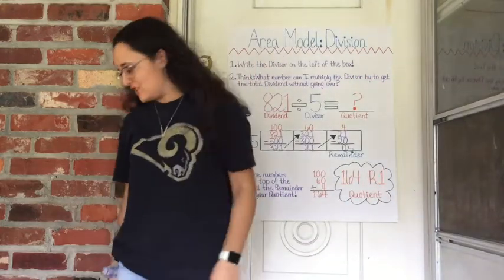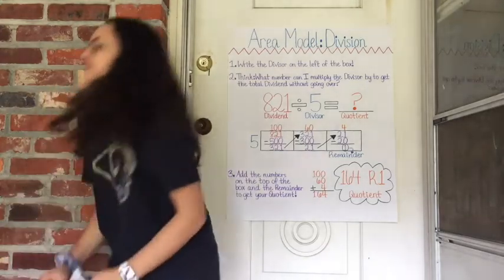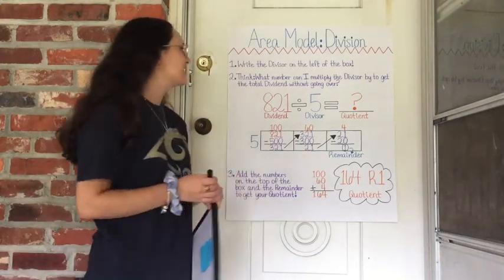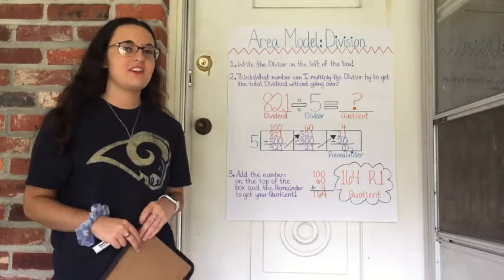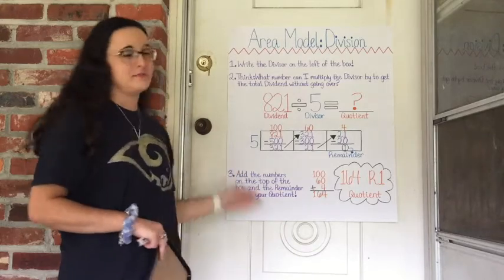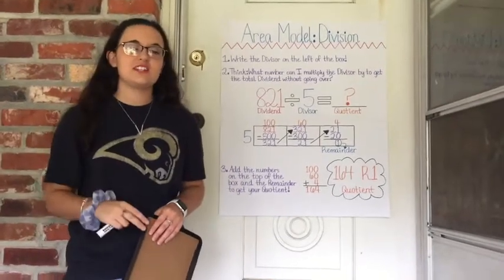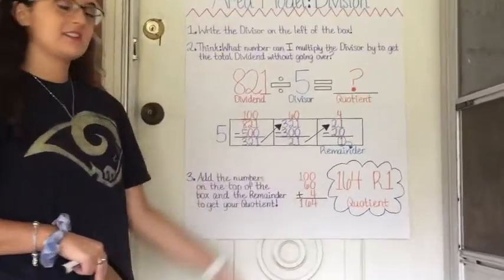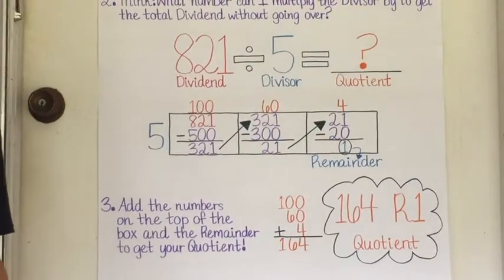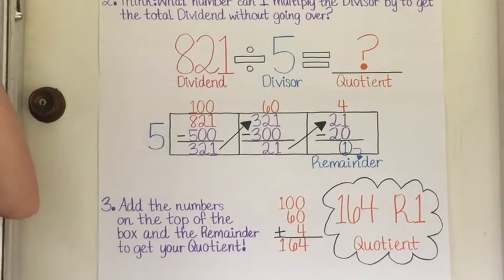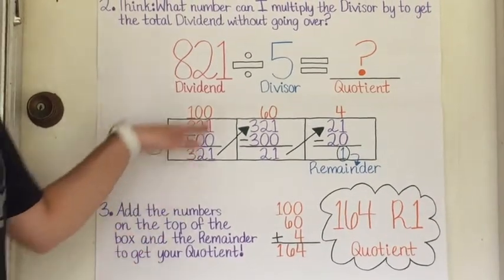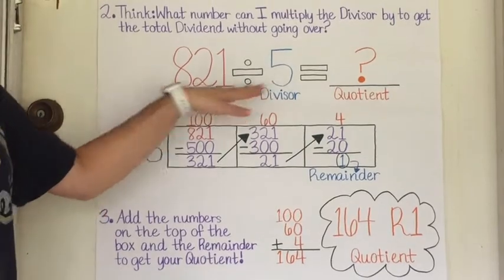So for division, your first step is to write the divisor on the left side of your box. Again, it's kind of like the multiplication strategy where you have a box or a grid where you're just organizing your numbers. But in this case, our problem is 821 divided by 5.